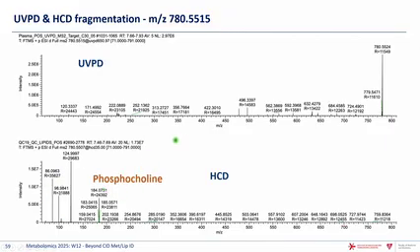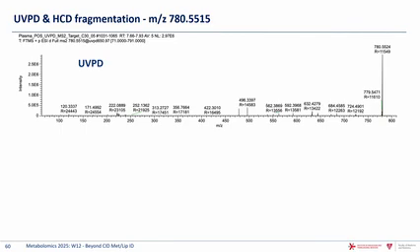That doesn't necessarily mean that if you go to the HCD in the negative mode, which actually gives you quite nice fatty acid chains, so you can start building the idea about the chain lengths. But let's go back to the UVPD spectrum.